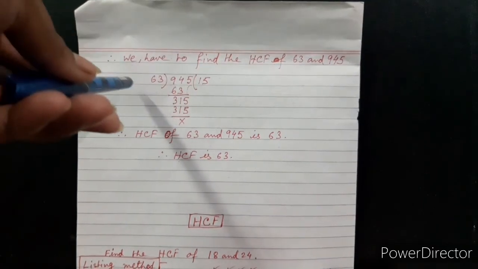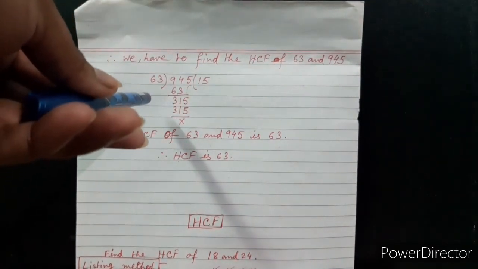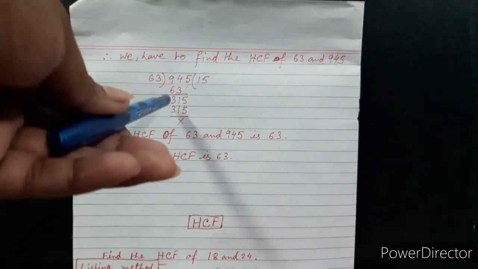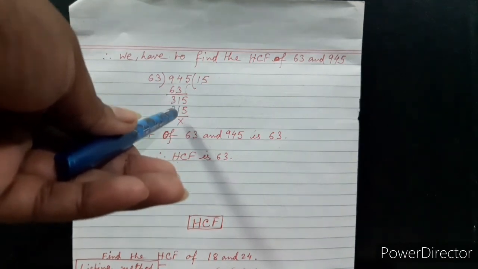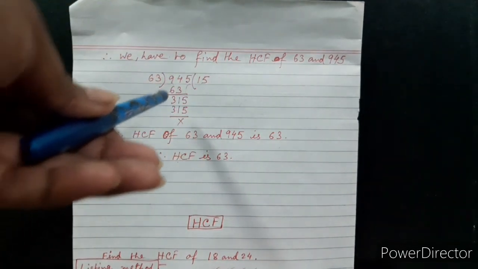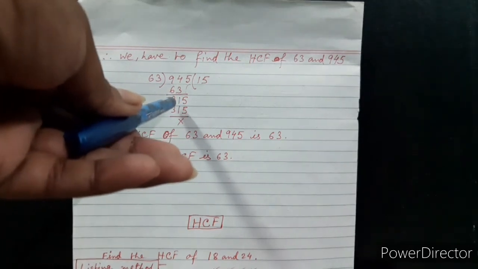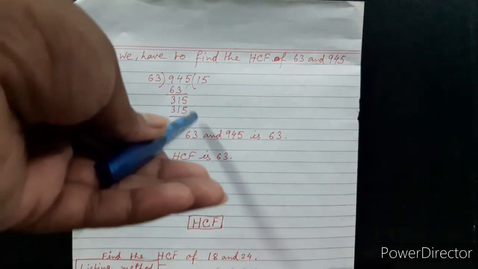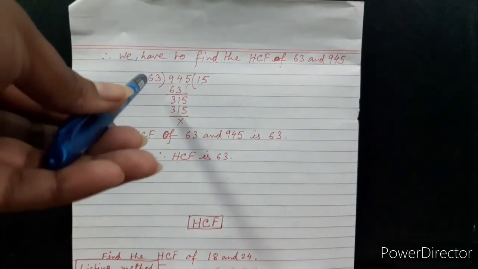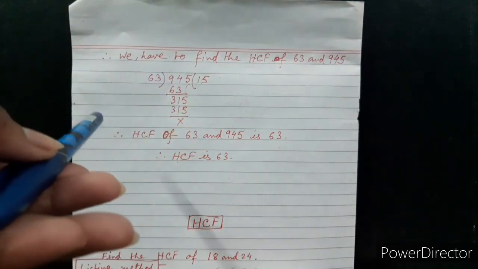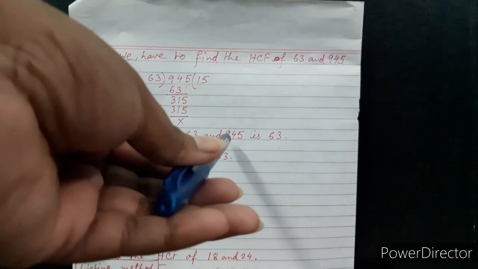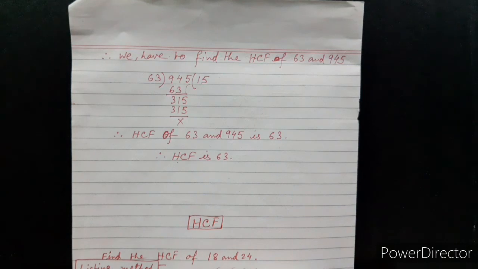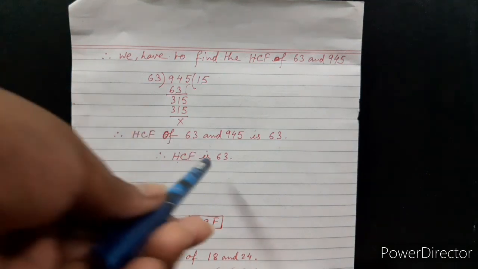Between these two numbers, 63 is smaller. So, we divide 945 by 63. 63 ones are 63. After subtracting, we get 31. We put this 5 here. Finally, we get 315. Again, 63 5s are 315. So, we get 0 here. Our final divisor is 63. Therefore, HCF of 63 and 945 is 63. So, the final HCF of the three numbers is 63.